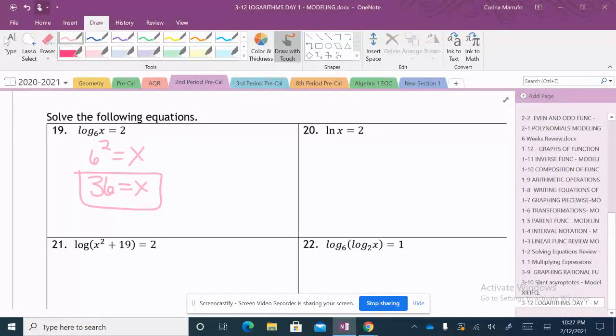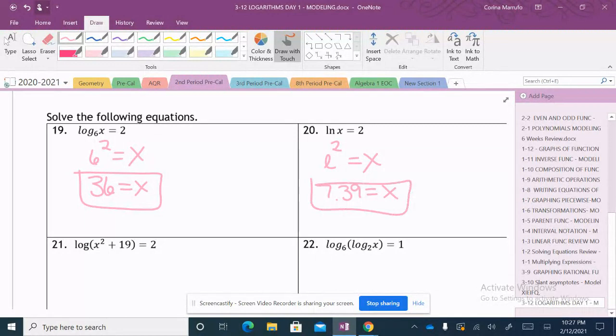Okay, ln of x equals 2. So this is going to be e to the second power equals x. Okay, since it's a natural log. Now, e is an actual number, so it's going to be e squared. So that'll give us 7 point. It doesn't tell us what to round to, so I'm going to round to 2 decimal places. 0.39 equals x.